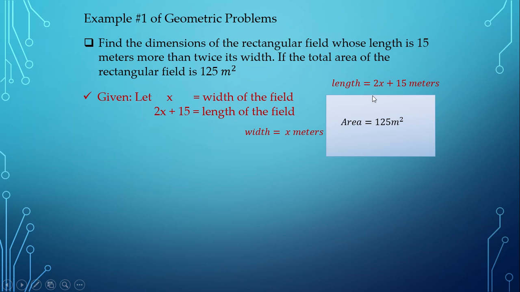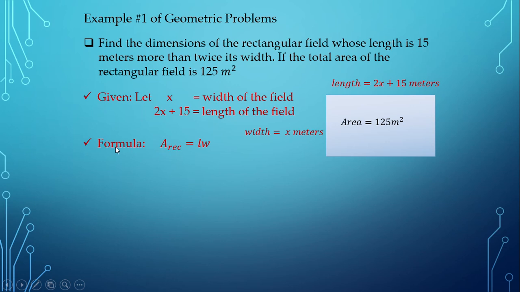Then, our length is twice the width. 2 times x. Okay, our width is x meters. So, twice the width is first 2x, then more than 15, plus 15. Then in the middle of the rectangle is the area, which is 125 square meters.